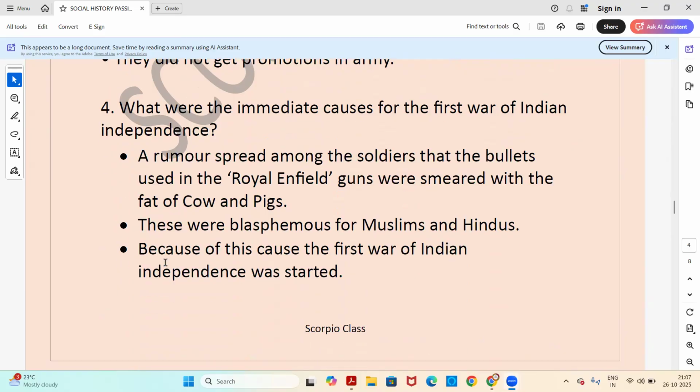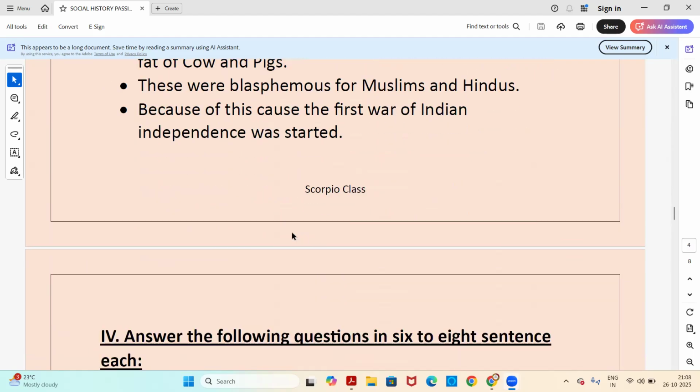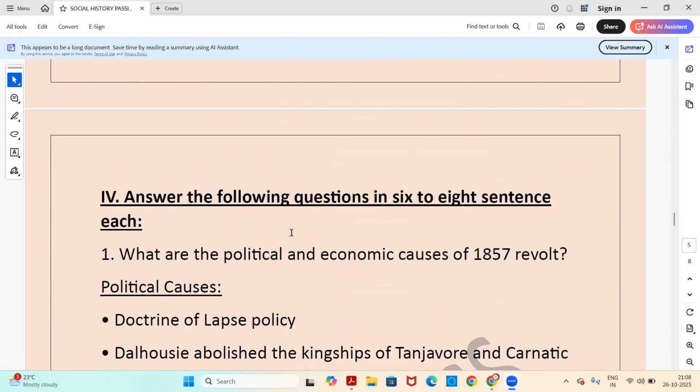Next, what were the immediate causes for the First War of Indian Independence? A rumor spread among the soldiers that the bullets used in the Royal Enfield guns were smeared with the fat of cow and pigs. These were blasphemous for Muslims and Hindus. Because of this cause, the First War of Indian Independence started. So, this was one of the immediate causes. As we read economic, political, now immediate.